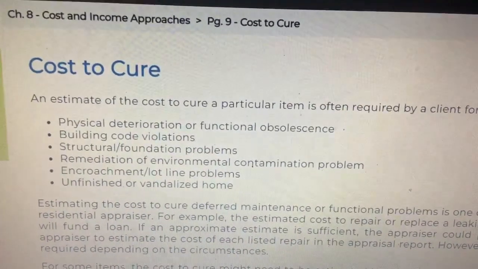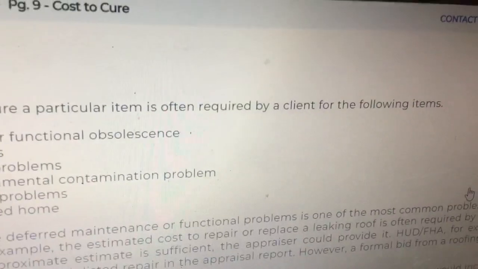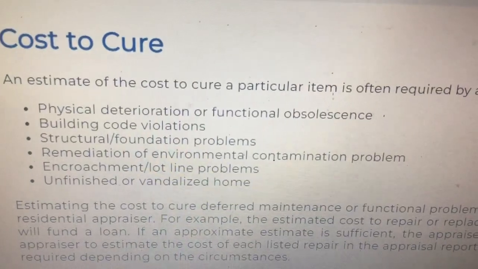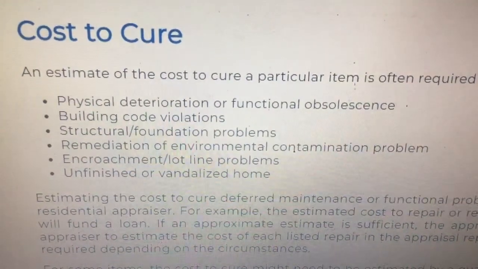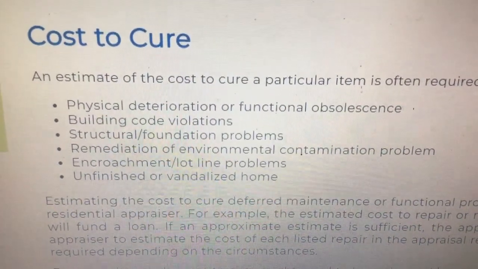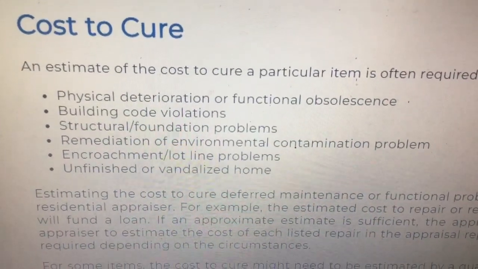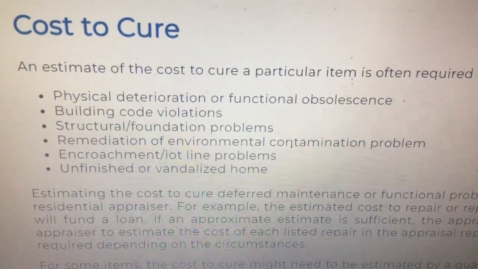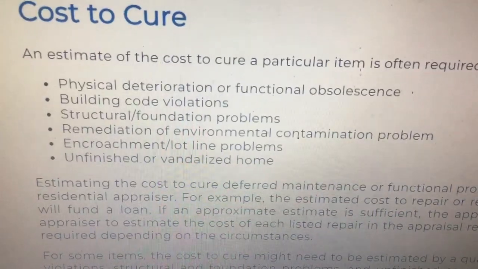An estimate of the cost to cure a particular item is often required by a client for the following items: physical deterioration or functional obsolescence, building code violations, structural/foundation problems, remediation of environmental contamination problem, encroachment/lot line problems, unfinished or vandalized home.